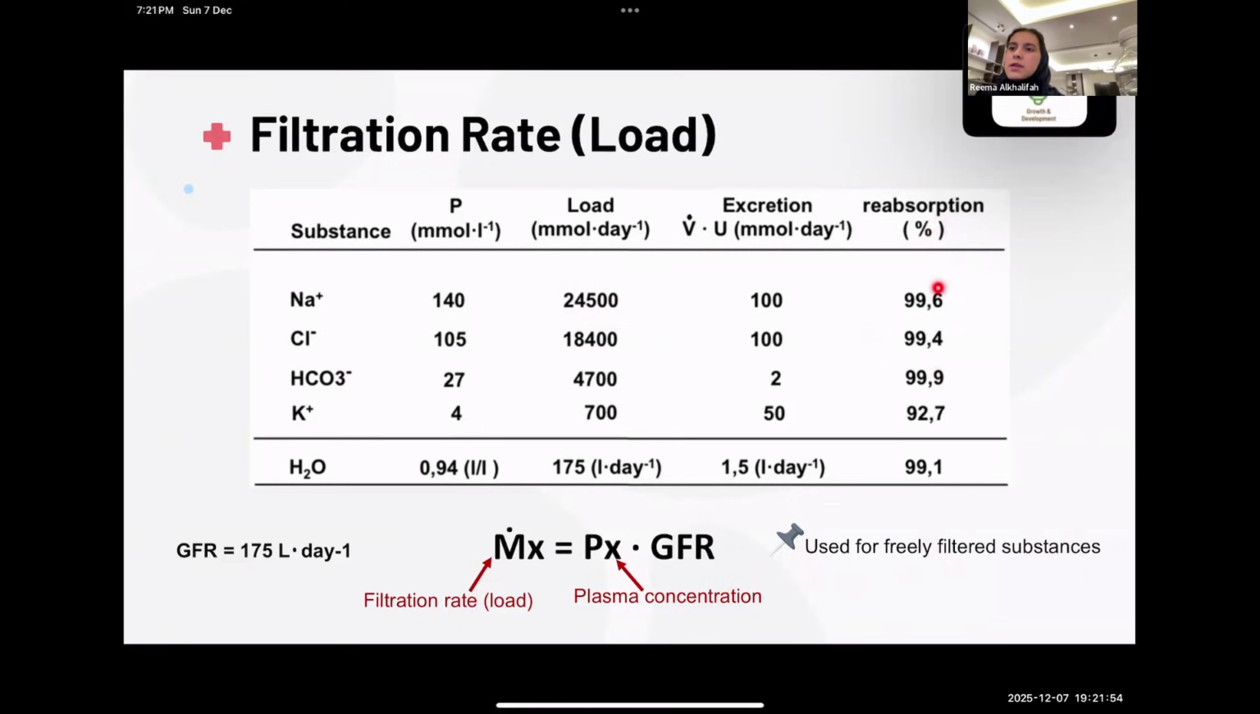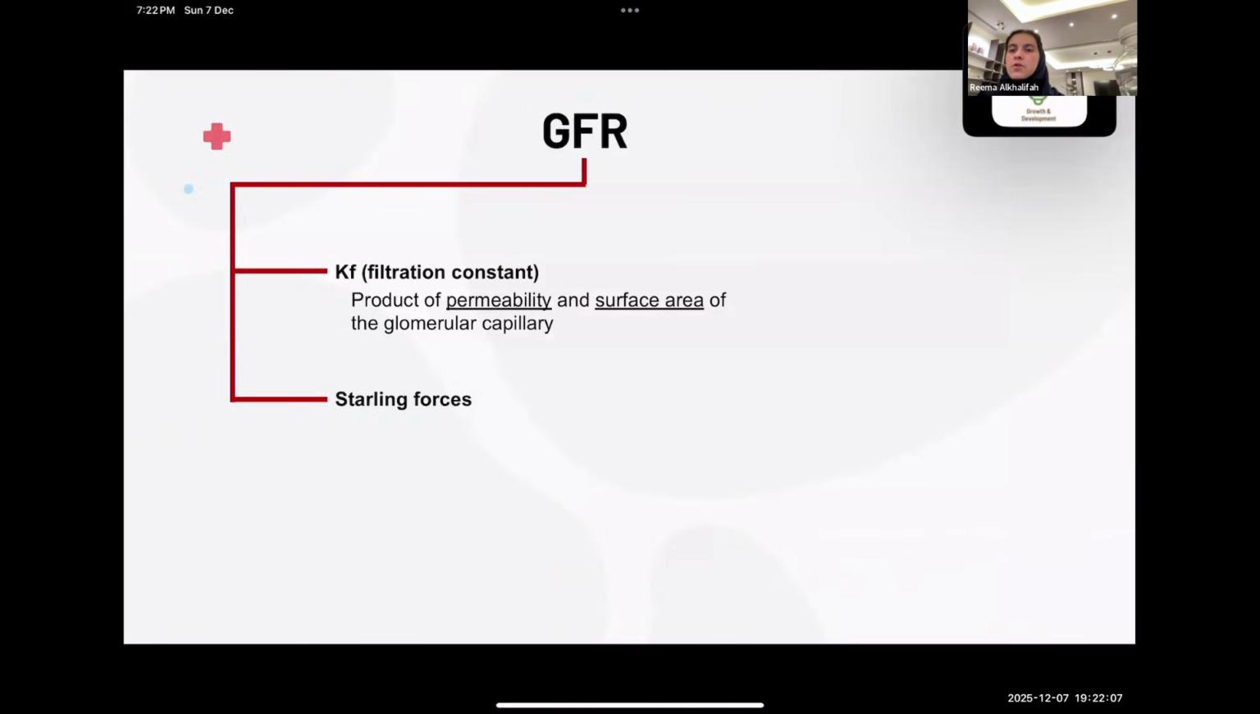And you can notice here, a high percentage of what is being filtered is going to be reabsorbed in the tubular system. So it's a huge number. It's more than 99% for these substances. Okay. Now we're going to move into GFR.